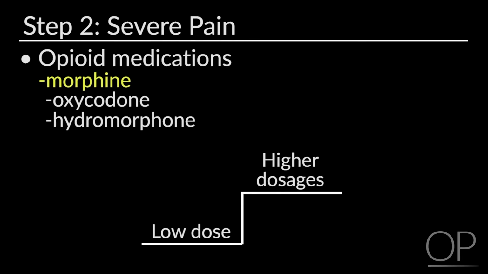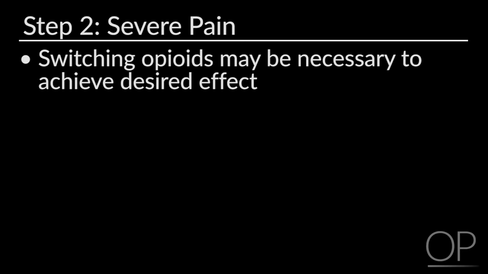although we know there are other flavors. And switching between opioids, morphine to oxycodone, or hydromorphone may be necessary if a patient is experiencing a lot of side effects or just not getting the pain relief that you want them to have from the first drug that you choose.